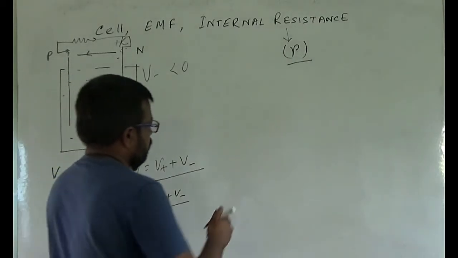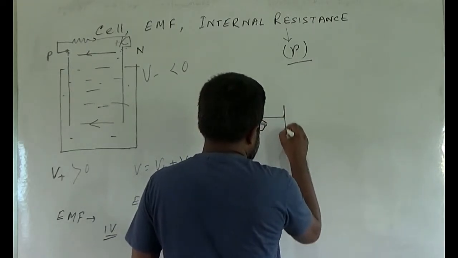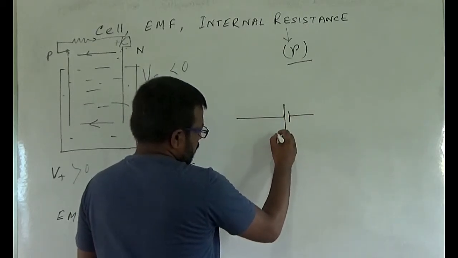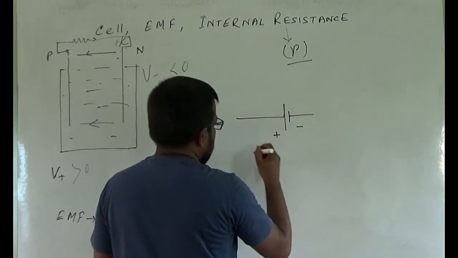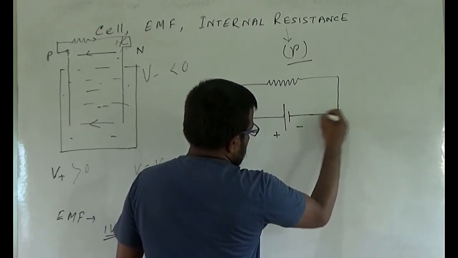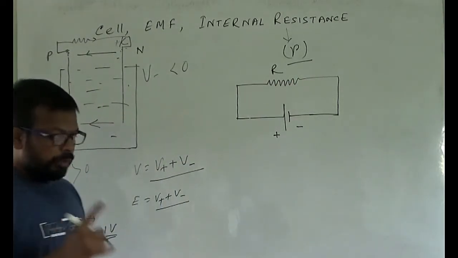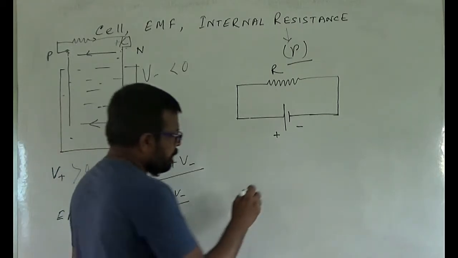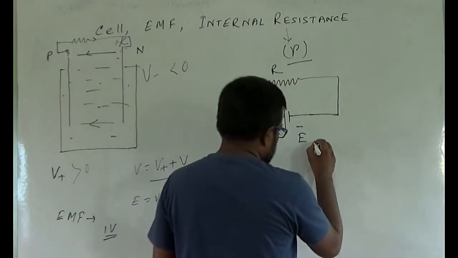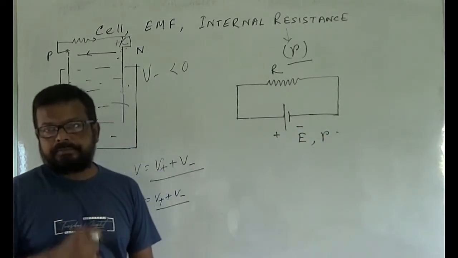Now, we know the symbol of a cell in a circuit. This is the symbol of a cell, and this long bar is the positive terminal and the small bar is the negative terminal. And this cell is connected with a resistance capital R. We know a cell has an EMF, that is electromotive force. Let us say the electromotive force of the cell is E, and also it has an internal resistance. Let us say the internal resistance of this cell is small r.